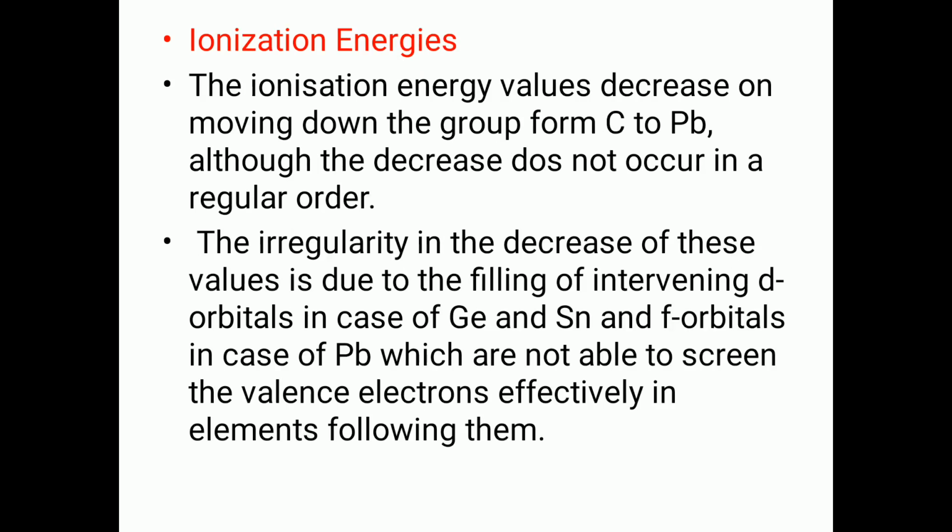Ionization energies. The ionization energy values decrease on moving down the group from carbon to lead, although the decrease does not occur in a regular order. The irregularity in the decrease of these values is due to the filling of intervening d-orbitals in case of germanium and tin and f-orbitals in case of lead, which are not able to screen the valence electrons effectively in elements following them.